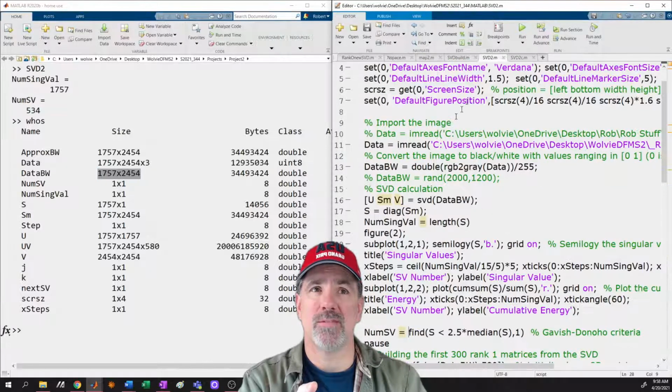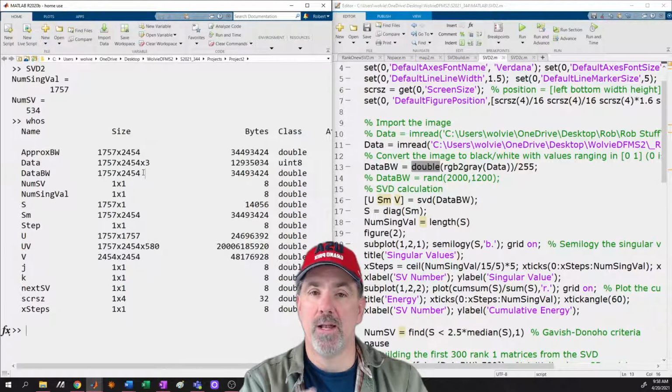So let's go back to the previous one here. Here we just read in the data. We didn't put the double around it, but we put the double around the black and white, so it converted the uint8 into a double. And then we changed it, of course, to a black and white image. What that does is instead of having the 3 different colors, we now just have one grayscaled image, which is the data BW for black and white. And then, of course, the matrices in here for doing the singular value decomposition.